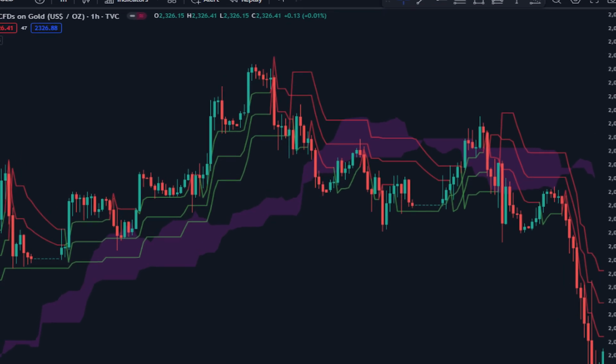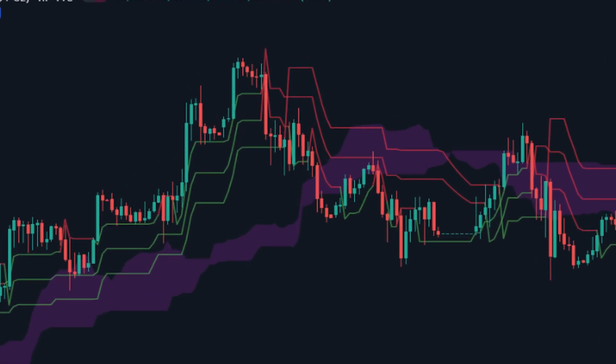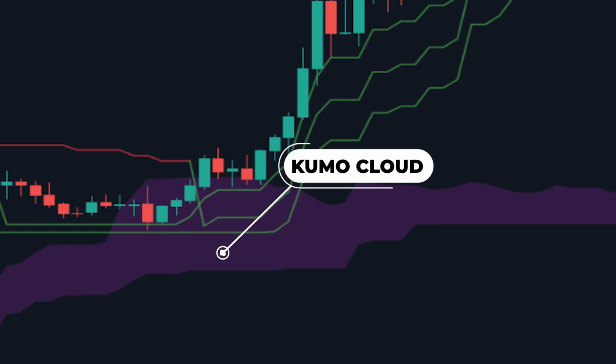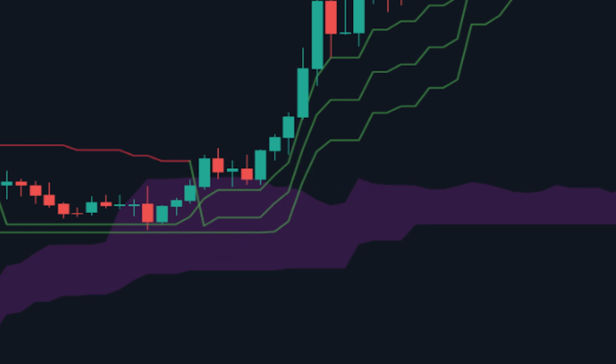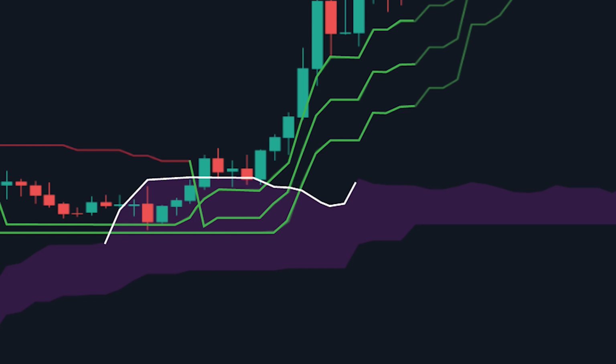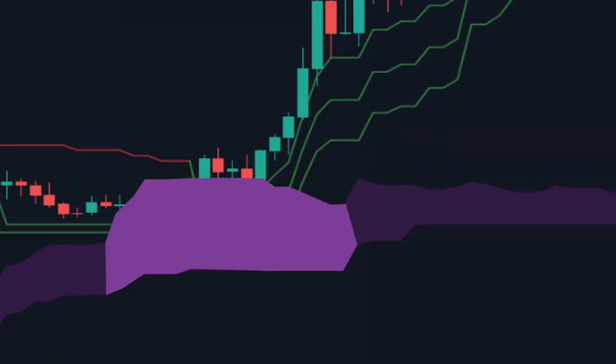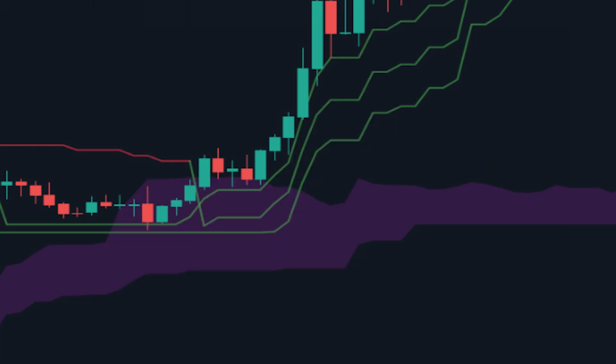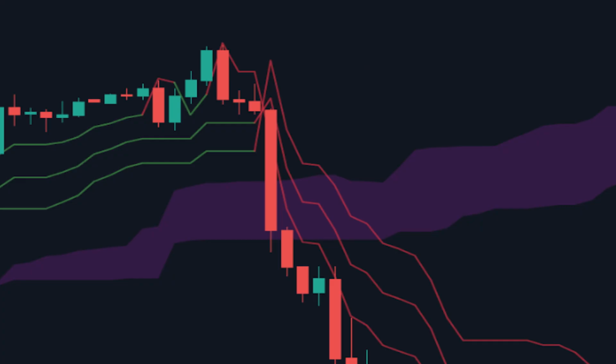Now that we have that set up, let me explain how the strategy works. This purple area is called the Kumo cloud. We will only enter a long trade if the super trend line is green and the price is above the Kumo cloud. We will not enter the trade if the price is in or below the cloud. It's the exact opposite for shorting. We will only enter a short trade if the super trend line is red and the price is below the Kumo cloud. Let me show you an example.